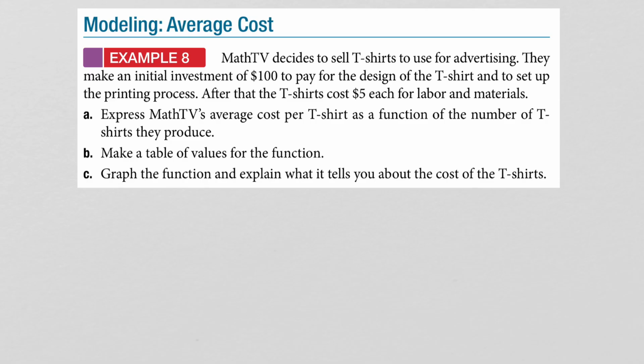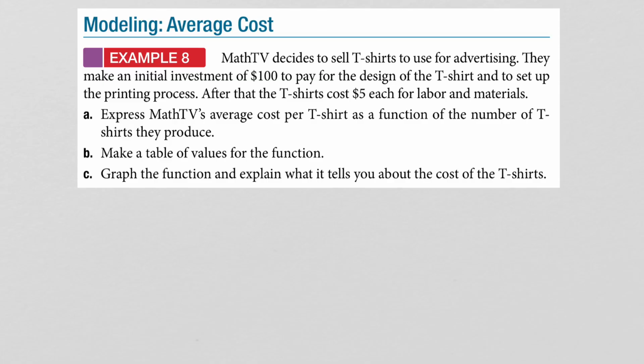So Math TV decides to sell t-shirts to use for advertising. They make an initial investment of $100 to pay for the design of the t-shirt and to set up the printing process. After that, the t-shirts cost $5 each for labor and materials.